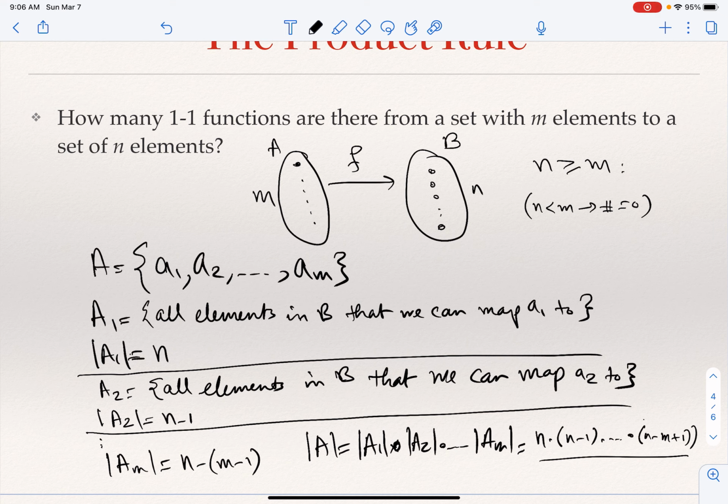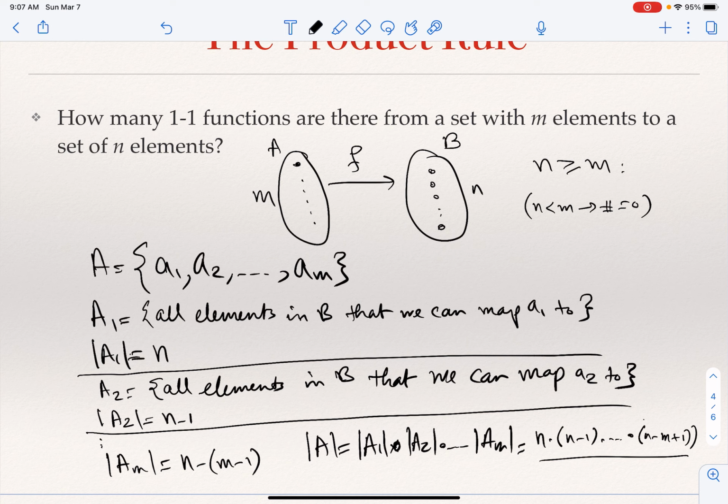We are breaking it down into tasks. In this case, the task of finding all the elements we can map A1 to, another task which is finding all the elements we can map A2 to, given that we have already mapped A1, then the task of mapping A3, given that we have already mapped A1 and A2. As you break it down into these tasks, it makes your job much easier thinking about counting the ways you can perform a task and then using the product rule.